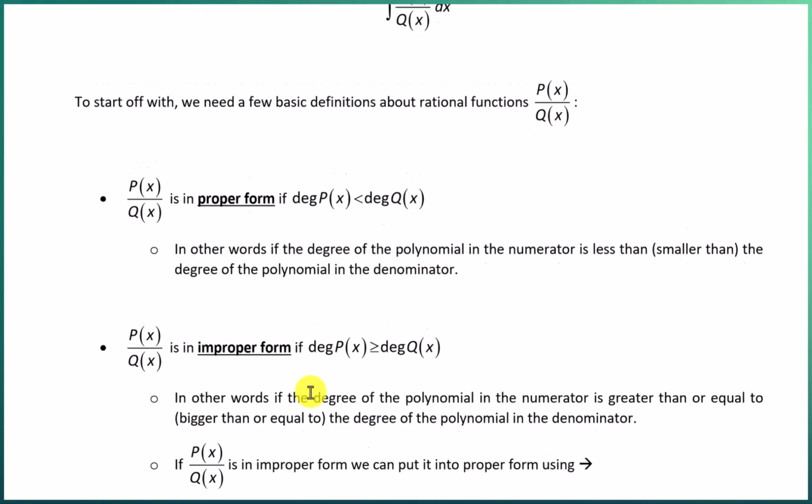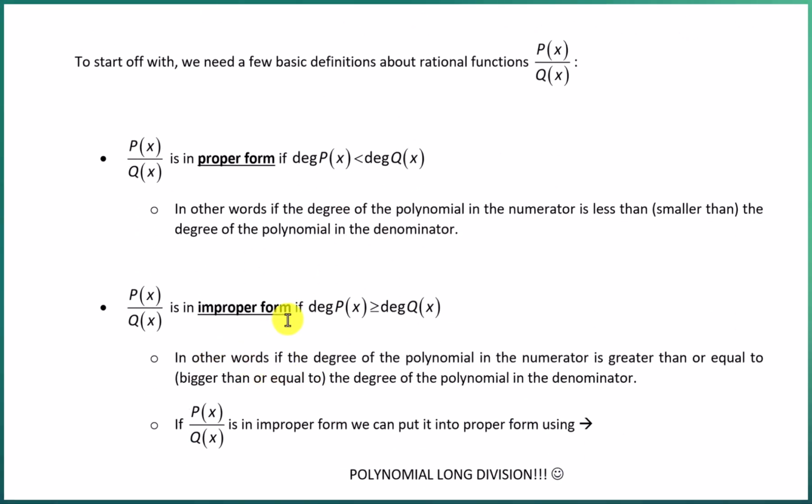But if it is in improper form, meaning it is top heavy, if the degree on the top is greater than or equal to the degree on the bottom, then what we're going to do is use polynomial long division to put it into proper form.